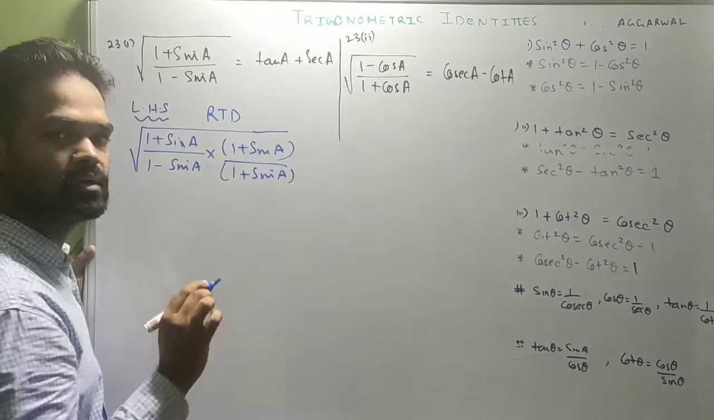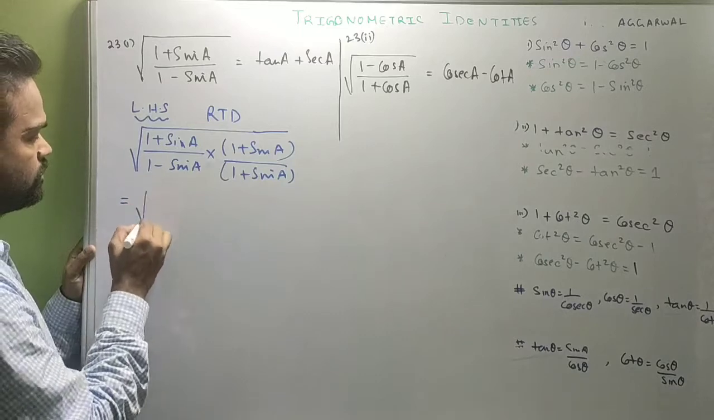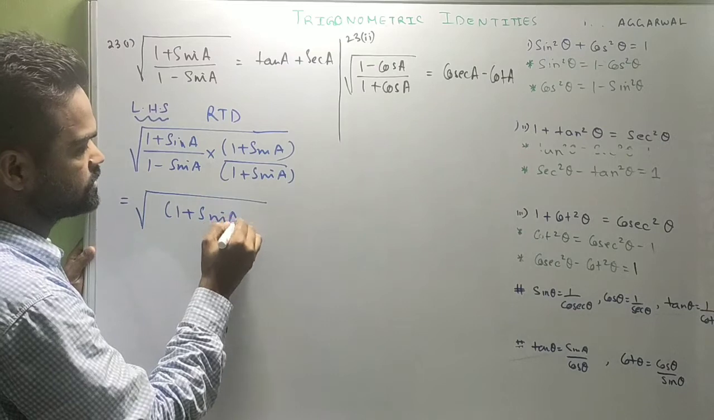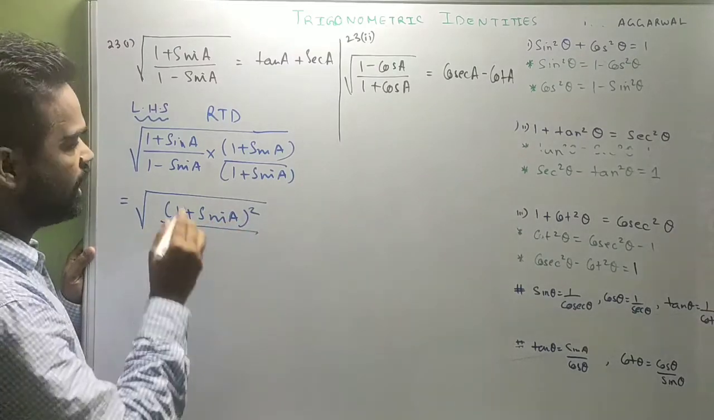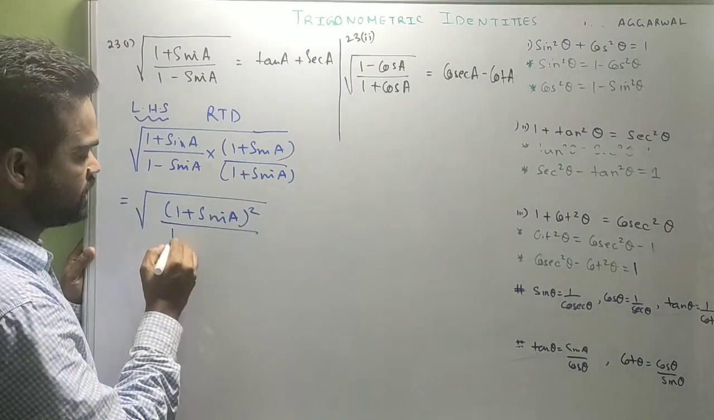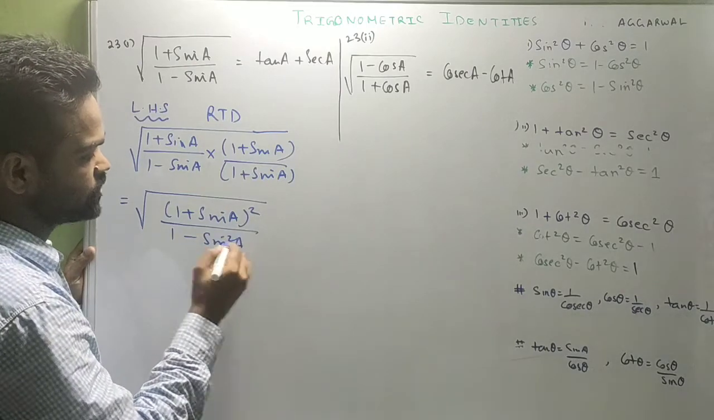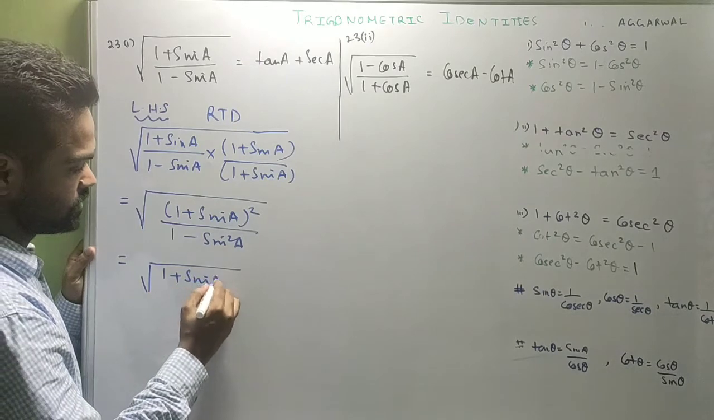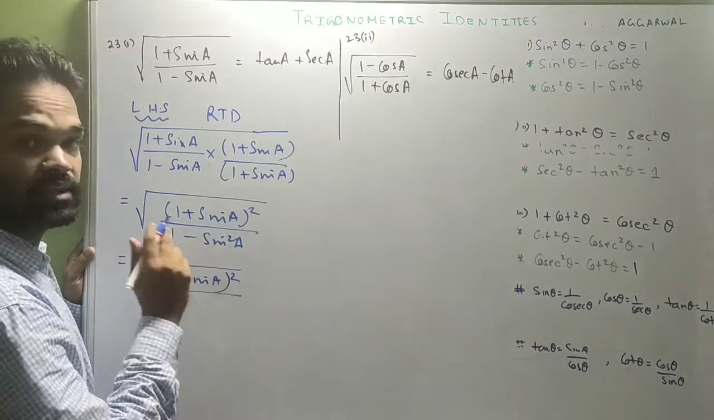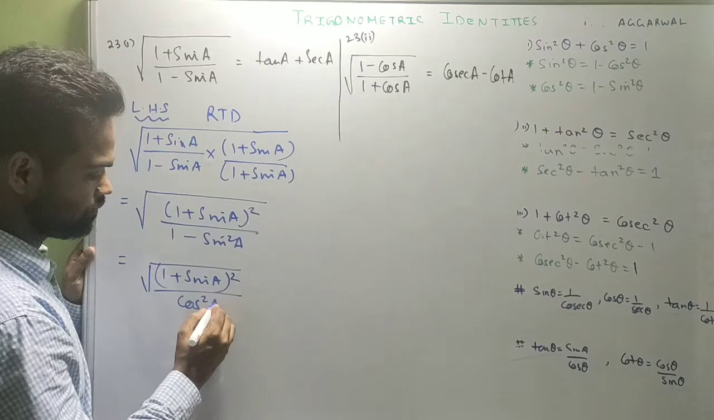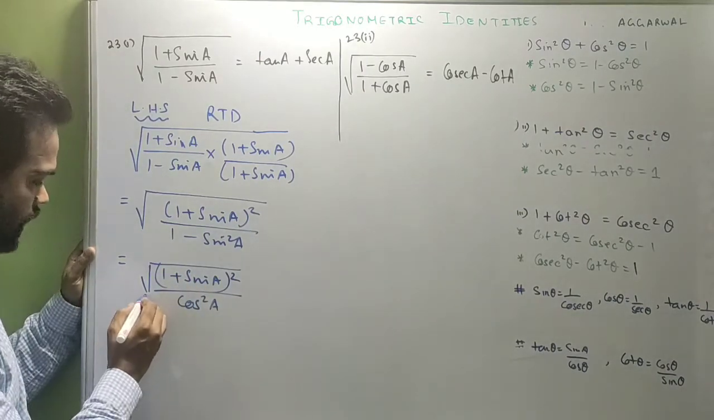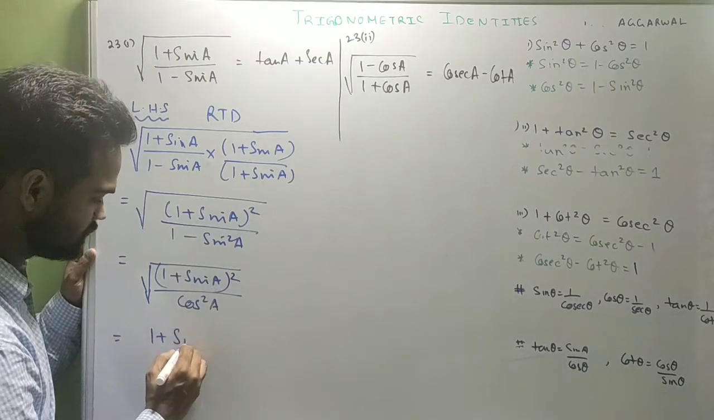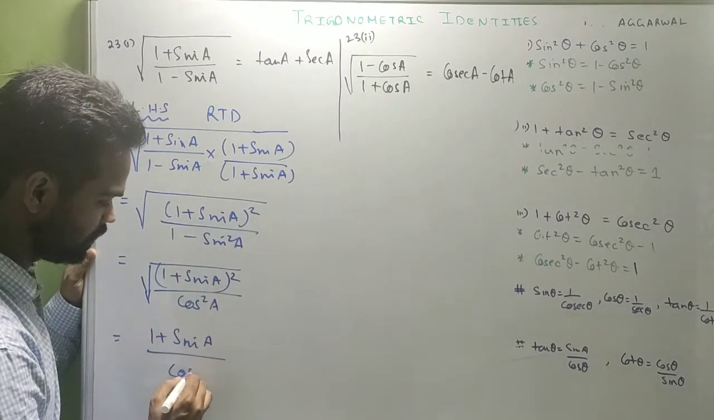the numerator and the denominator, which after rationalizing becomes (1 plus sin A) whole square by, see, a plus b, a minus b, that's a square minus b square. So that's root of (1 plus sin A) whole square, and this is cos square A. Done. Now, the square and the root cancels out. So what remains? (1 plus sin A) by cos A.